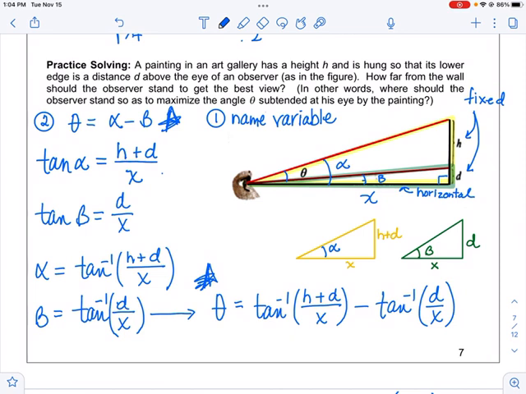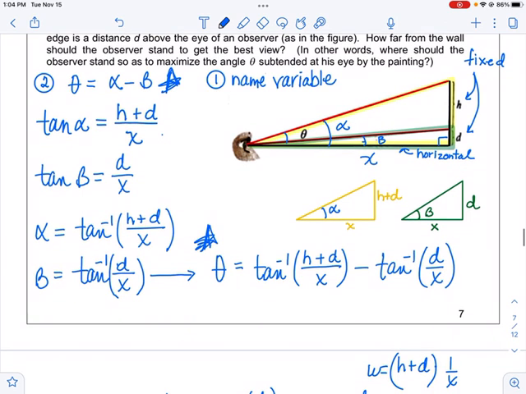So now that we have those set up, the question says, how far from the wall should the observer stand to get the best view? In other words, where should the observer stand so as to maximize the angle theta subtended at his eye by the painting? So the maximum, think of a graph. At the maximum, we often have a slope equal to 0. And it turns out we're going to be looking at something like that.